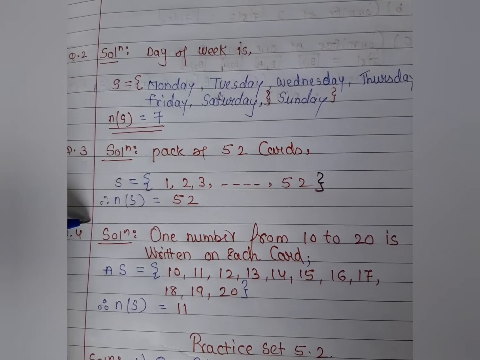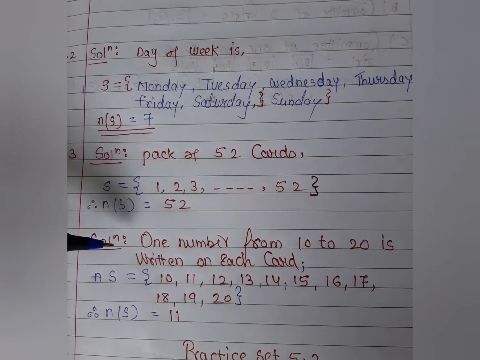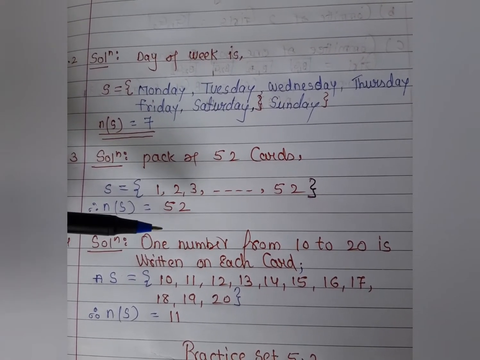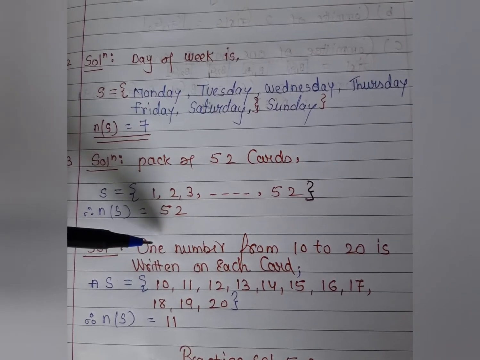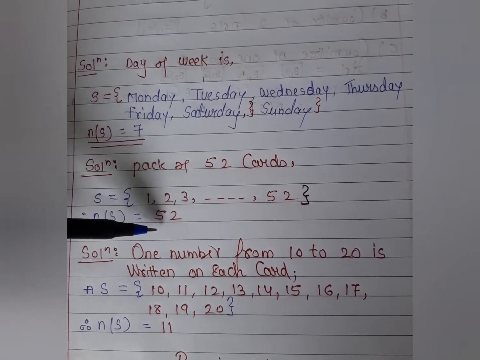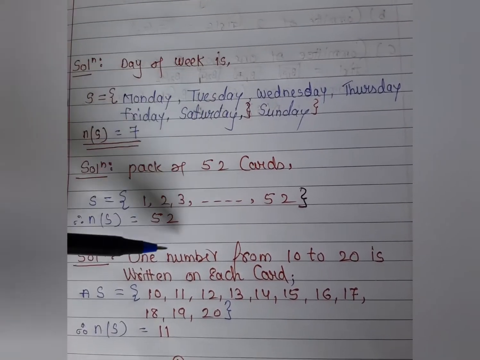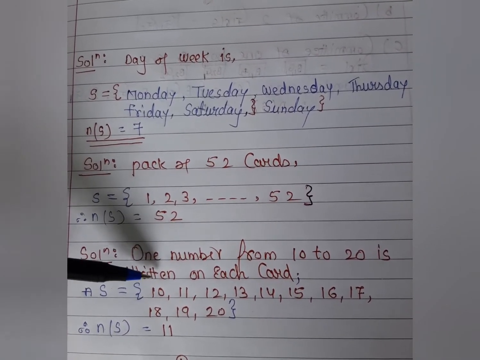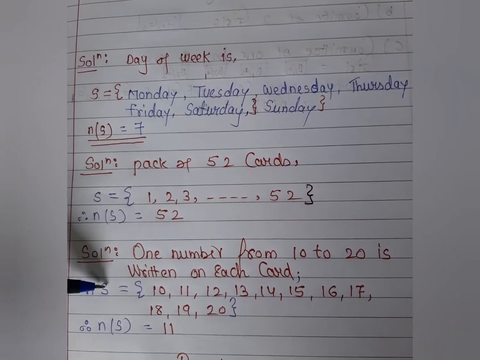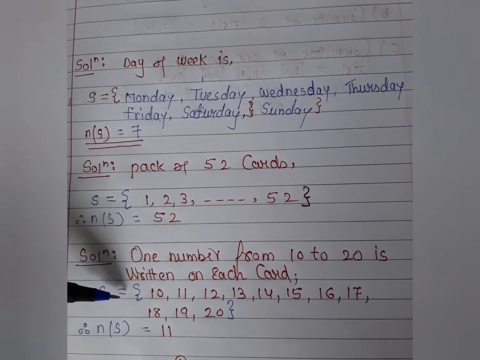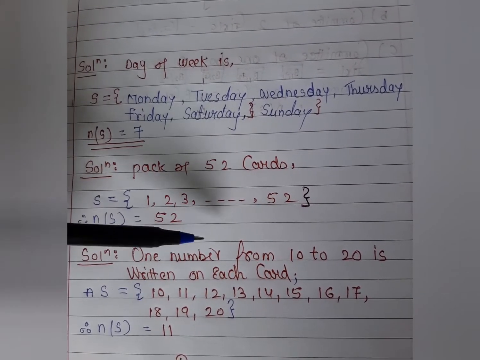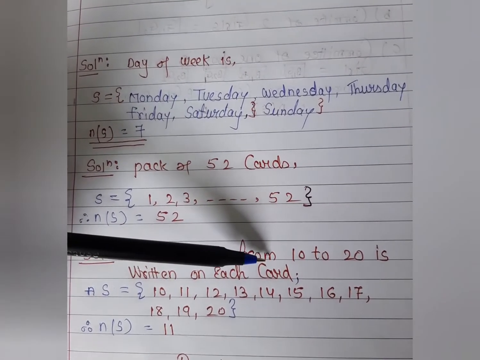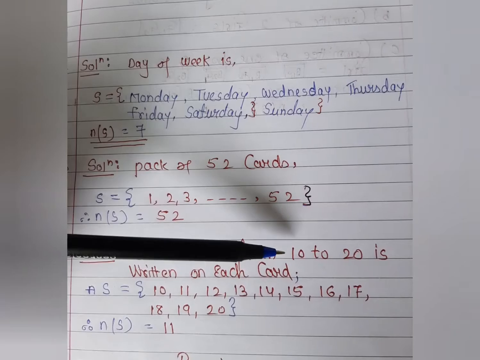And in question number 4 students, we have to select any card, and the number of the card starts from 10 to 20. It means we have to select the number from 10 to 20. So students, how can we write the sample space? So S is equal to curly bracket, we can start the number from 10, because students you can see here it is mentioned number from 10 to 20.